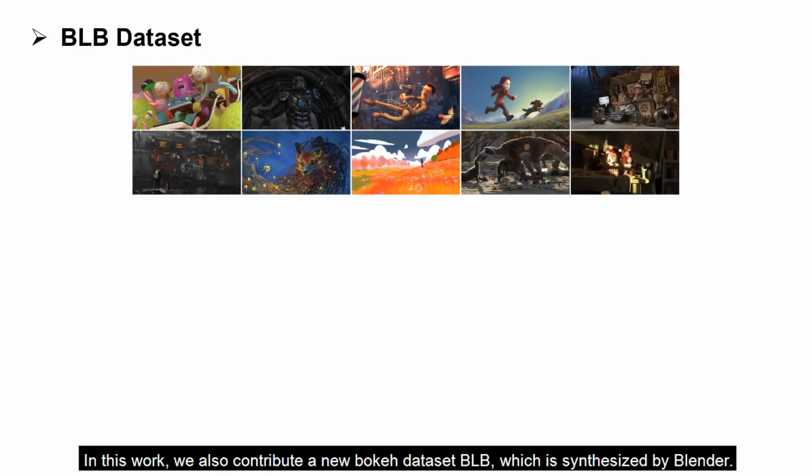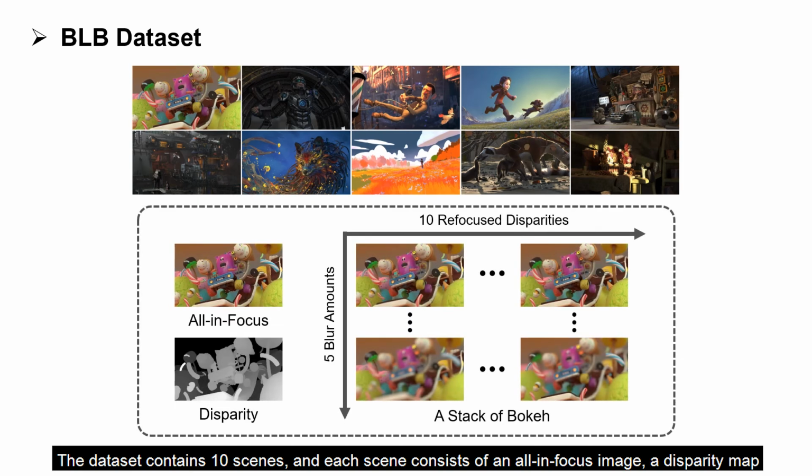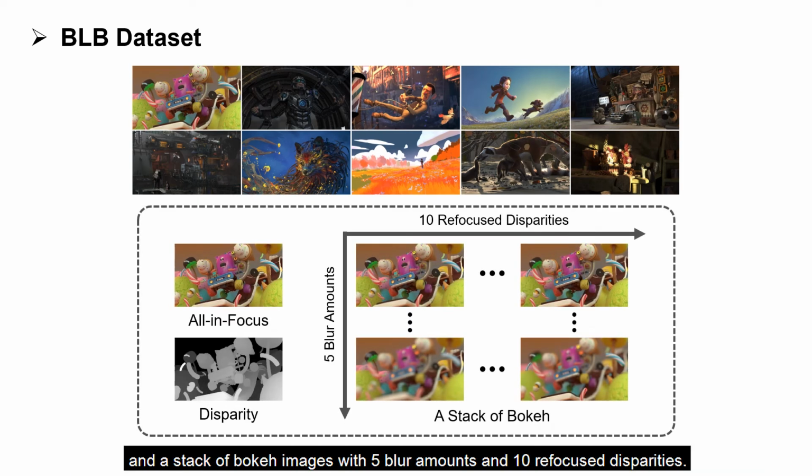In this work, we also contribute a new bokeh dataset BLB, which is synthesized by Blender. The dataset contains 10 scenes, and each scene consists of an all-in-focus image, a disparity map and a stack of bokeh images with 5 blur amounts and 10 refocus disparities.